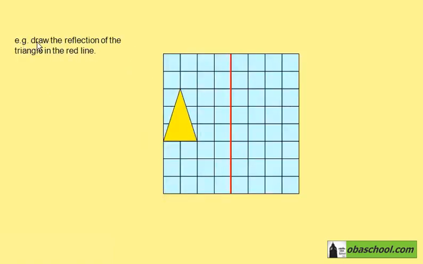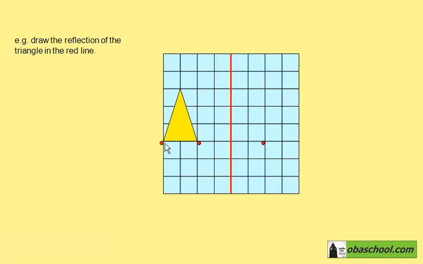For example, draw the reflection of the triangle in the red line. Consider this corner of the triangle. When we draw the reflection, it will be the same distance across the mirror line. So we're going 2 squares to the mirror, so we go 2 squares past it.